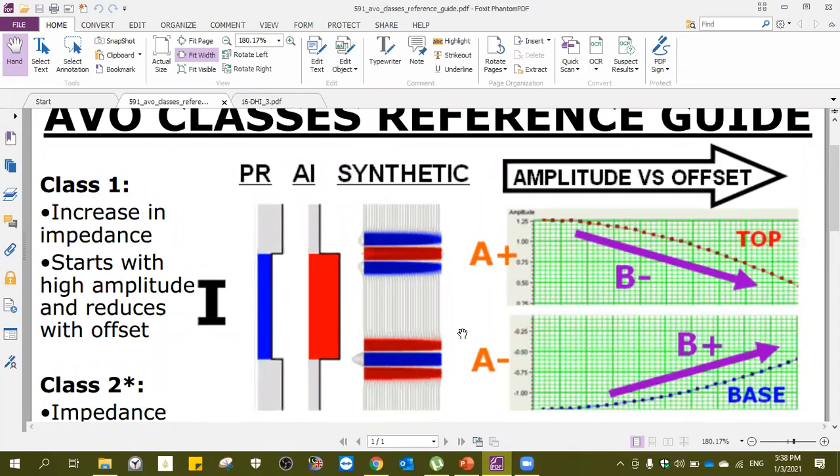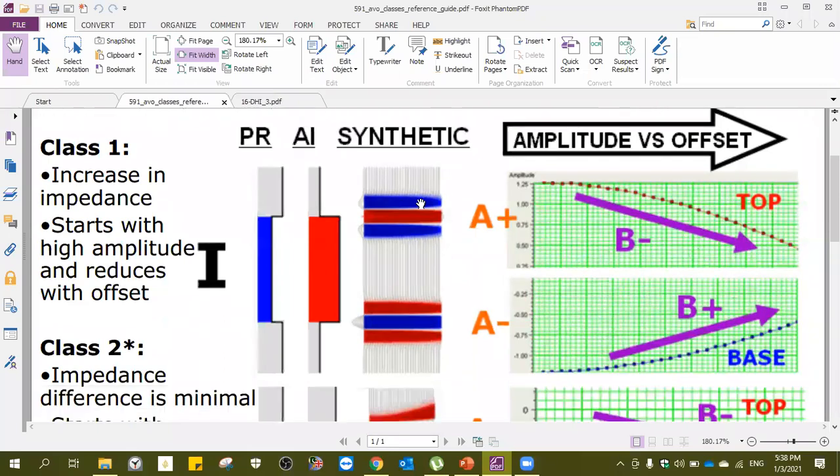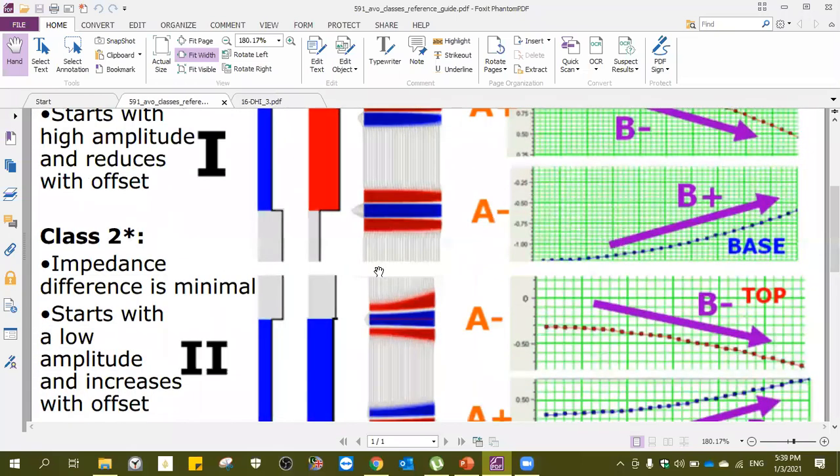In class 1, the amplitude is initially high, and at the end the amplitude decreases. You can see in the synthetic that the wave amplitude is initially high, and this is also known as the dim spot. These are not bright spots, these are dim spots. Now we have the second class.